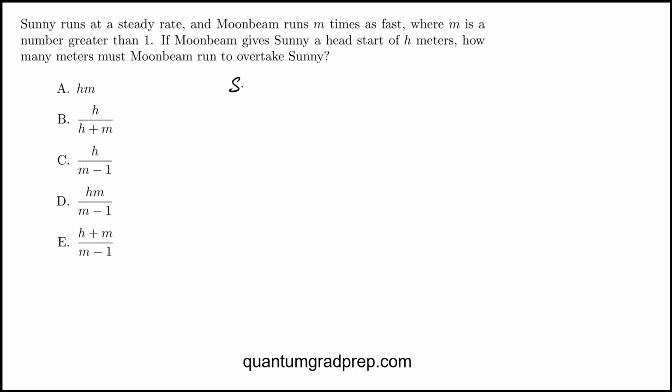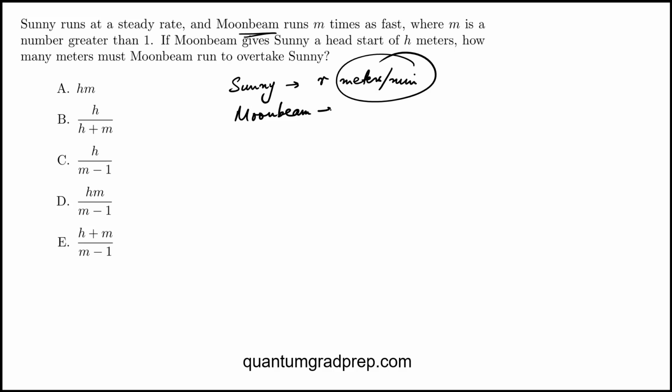So I'll start by assigning variables to the quantities that are missing. For Sunny, I'll say that he runs at a steady rate of r meters per, let's say, minute. And it doesn't really matter. You'll notice that the units will just not be relevant. So we're given that Moonbeam runs m times as fast, so his rate is m times r.